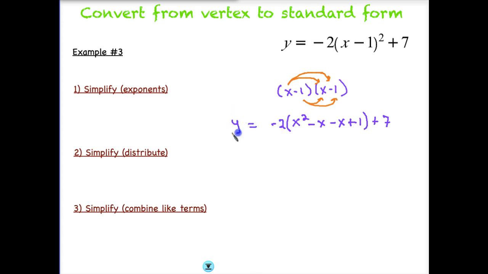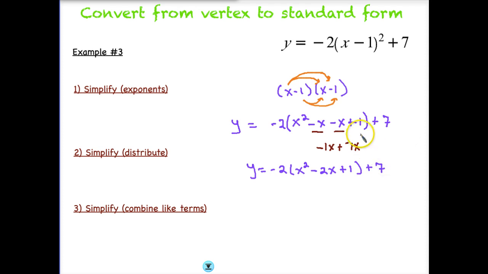Okay, so I've gotten rid of my exponents, and now I'm going to do what I did last time. I am going to combine like terms. So I've got a negative x and a negative x. So really what that means is I have a negative 1x, and I could change that to a plus, and then put the minus up here, and negative 1x. So what I'm going to do is combine those together. So what I'll have is y equals negative 2 times the quantity x squared, and then a negative 1 plus a negative 1 gives me a negative 2x. And then I've still got the plus 1 and then the plus 7 on the end.